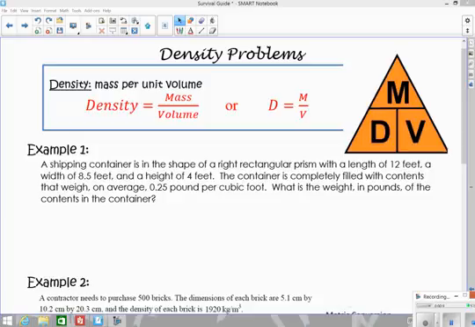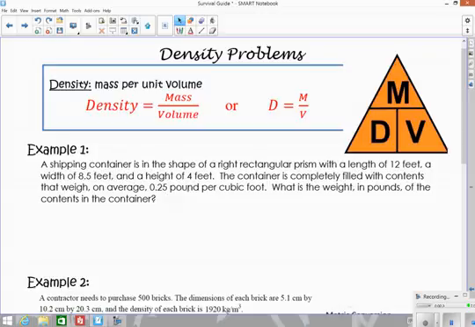In example 1, we're talking about a shipping container in the shape of a right rectangular prism with a length of 12 feet, width of 8.5 feet, and a height of 4 feet. So basically it's just a box with these dimensions. The container is completely filled with contents that weigh, on average, 0.25 pound per cubic foot.